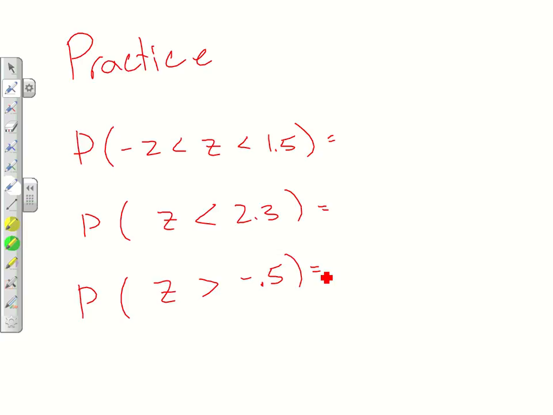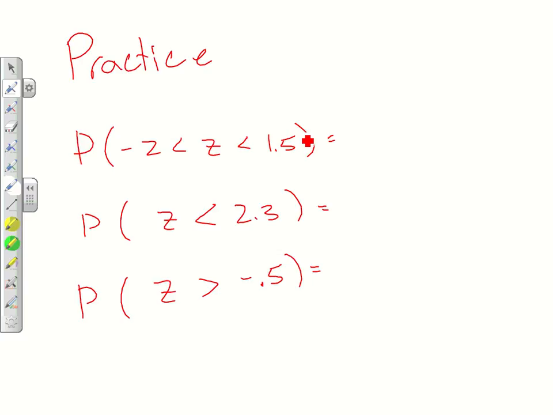Yeah, we're only talking about if our mean is 0 and our standard deviation is 1. This is the standard deviations away from the mean, right? So all the same. This is all Z scores. This is 2 standard deviations less than the mean, 1.5 standard deviations greater than the mean.